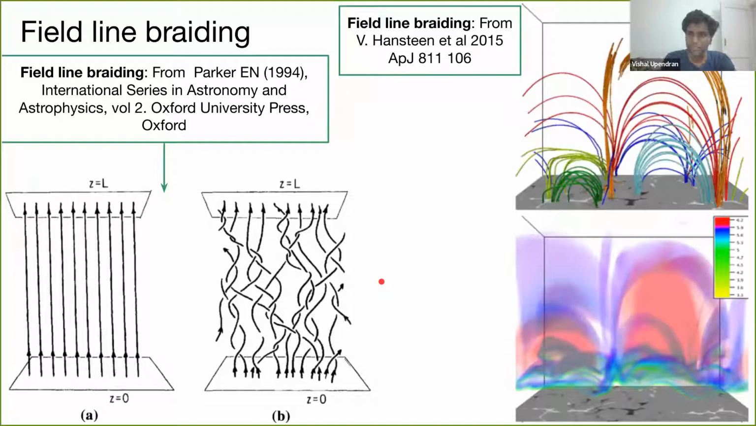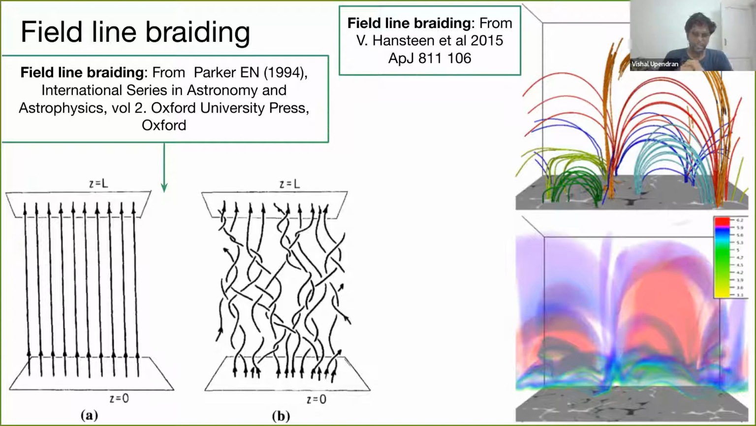This is a simulation by Vigo, Hanstein and others, where they have a bunch of magnetic field lines being buffeted around by the photospheric motions. The bottom panel is the temperature, in log scale, and the red color corresponds to log T of 6.2, so it's 10 to the 6.2 Kelvin. What they find is that the longer loops correspond to higher temperatures, and this kind of shuffling of foot points gives rise to these large temperatures.